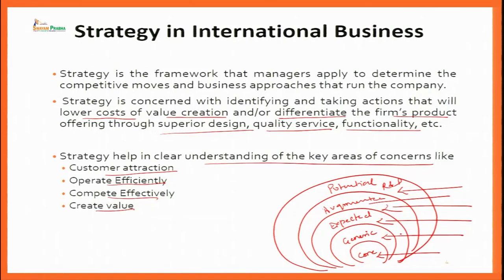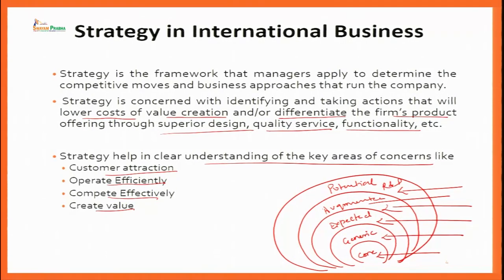In the generic, these are the basic products which people are getting in proper packaging, in the proper style. There is a proper indication of the quality standards, the ingredients used, the expiry, and everything which is mentioned. That is the very basic generic, and the core product is the basic product which the customer is going to make use of.